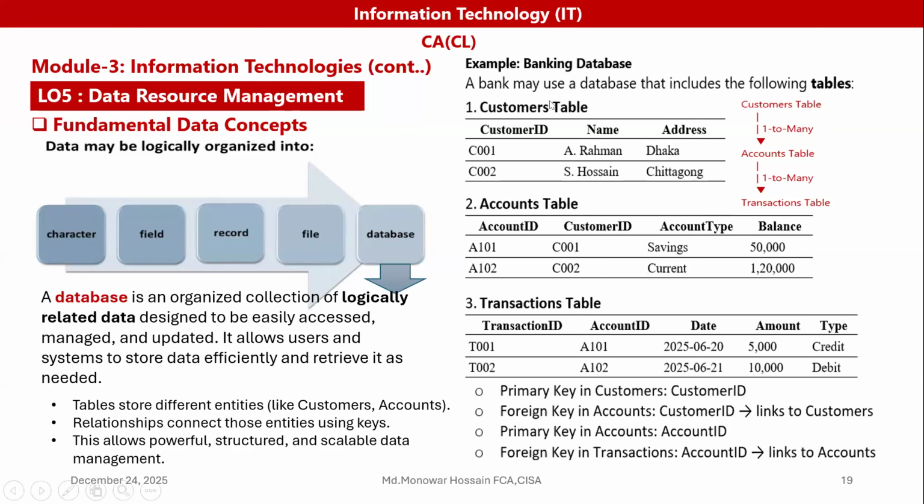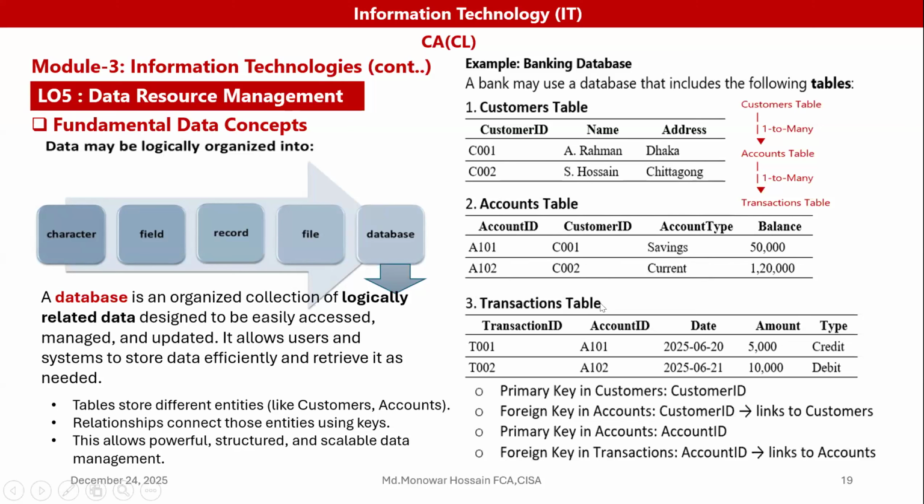And if you see the example here, banking database, a bank may use a database that includes the following tables. That means a customer table, and how many customers they have. In the customer table: customer ID, customer name, address, other information. Then the account table. What type of account? Saving account, fixed account, and business account. That means account ID, customer ID. That customer ID links with the account. And account type, saving or current, and balance. This is the account balance.